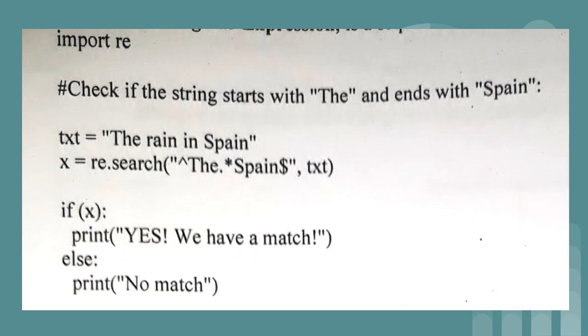I have just taken one simple example. We have one string, and we need to check whether that string starts with "The" and ends with "Spain" or not. Whatever sentence we take should start with "The" and end with "Spain". For this I have taken a txt variable, a string type variable, containing the sentence "The rain in Spain". As per the question, this text starts with "The" and ends with "Spain".